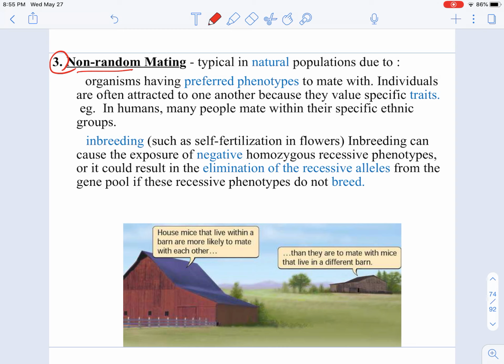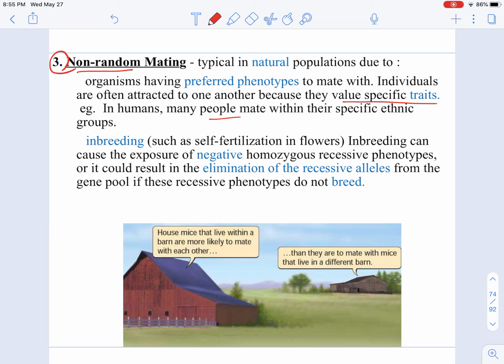So that's an example. There are preferred phenotypes that the individuals will have, and they are basically valuing specific features or traits in their opposite sex. And an example with that too is that in terms of human beings, there is a large majority that mate within their ethnic group.